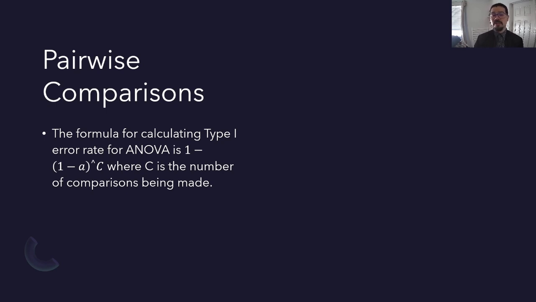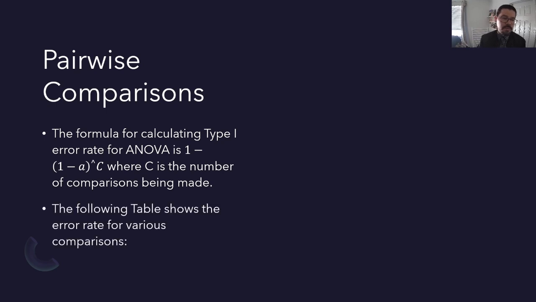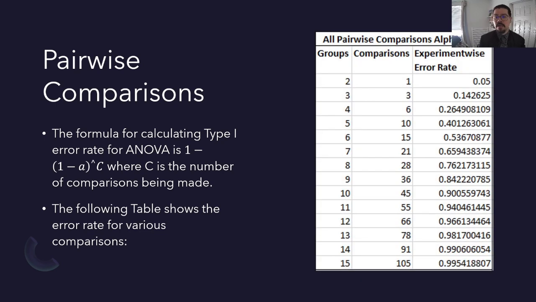I'm introducing you to this formula. I'm not asking you to use this formula. I'm going to show you how this relates to probability of committing type 1 error in just a moment. And so the following table, as I'm about to show you, shows the error rate for various comparisons. Remember, the idea is, group 1 to group 2, that's a 0.05 error rate. But the more times we make comparisons, the more likely it becomes for us to make a type 1 error. And so in this table, we see that happening.